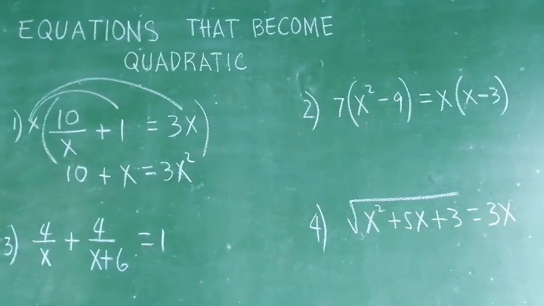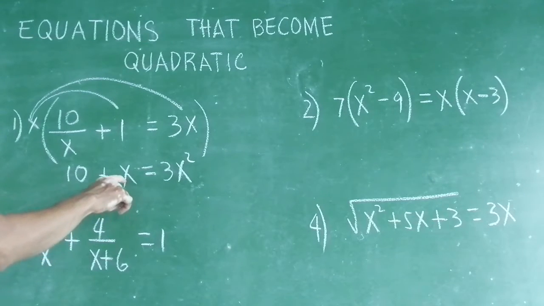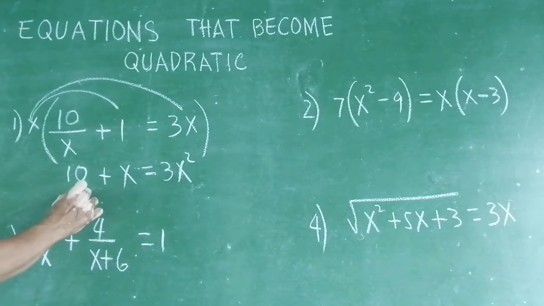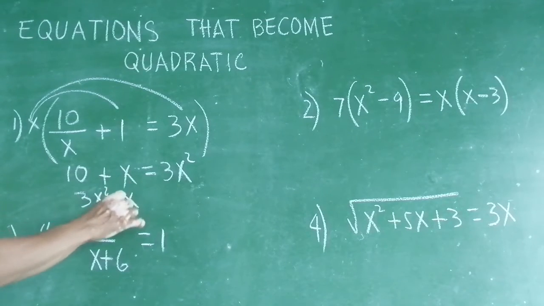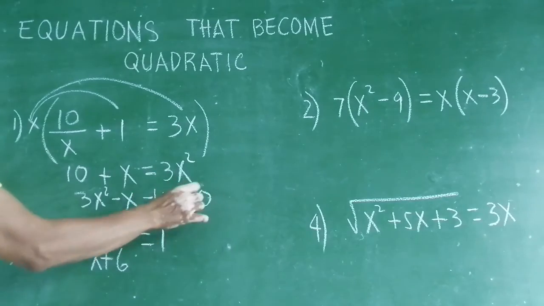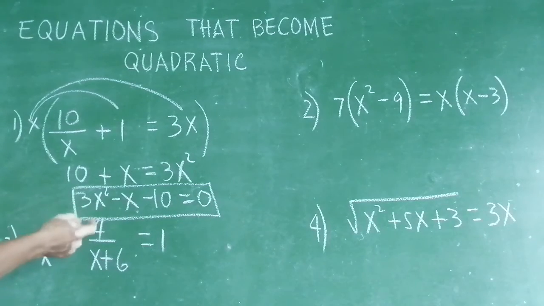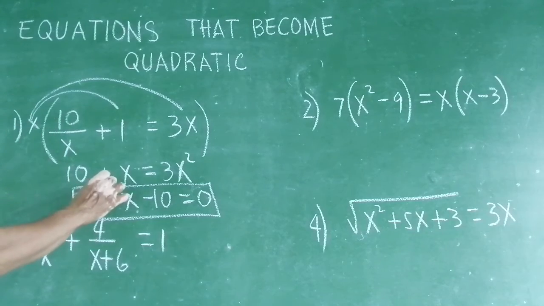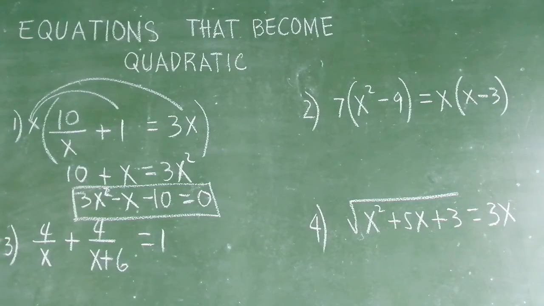will become equal to 3x squared. We are going to rearrange that. So we are going to transpose x there, transpose 10 there, and put it at the left side, so it will become 3x squared minus x minus 10 will be equal to 0. So this is now your quadratic equation. So this is your A, B, and C. So 3x squared minus x minus 10 equals 0.